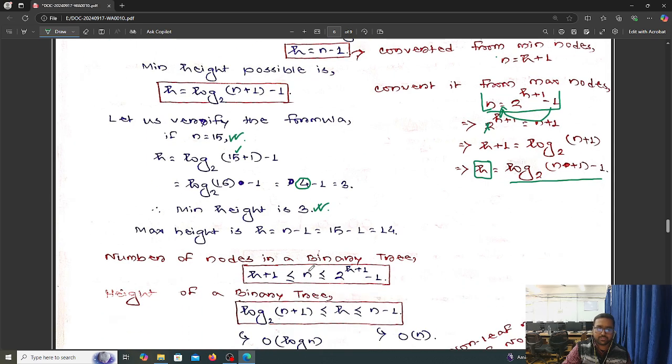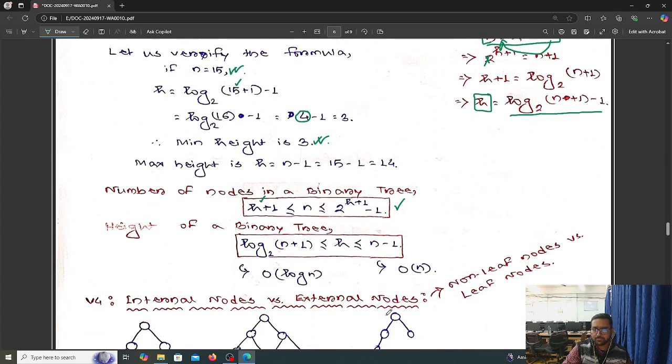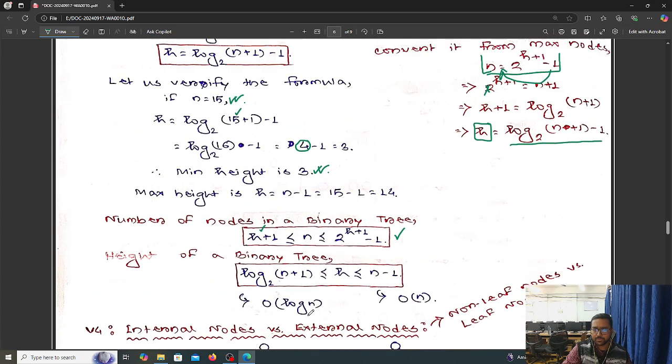So the conclusion is, the number of nodes can go from h plus 1 to 2 to the power h plus 1 minus 1, and the height of a binary tree can be from log of n plus 1 base 2 minus 1 to n minus 1. That's it.